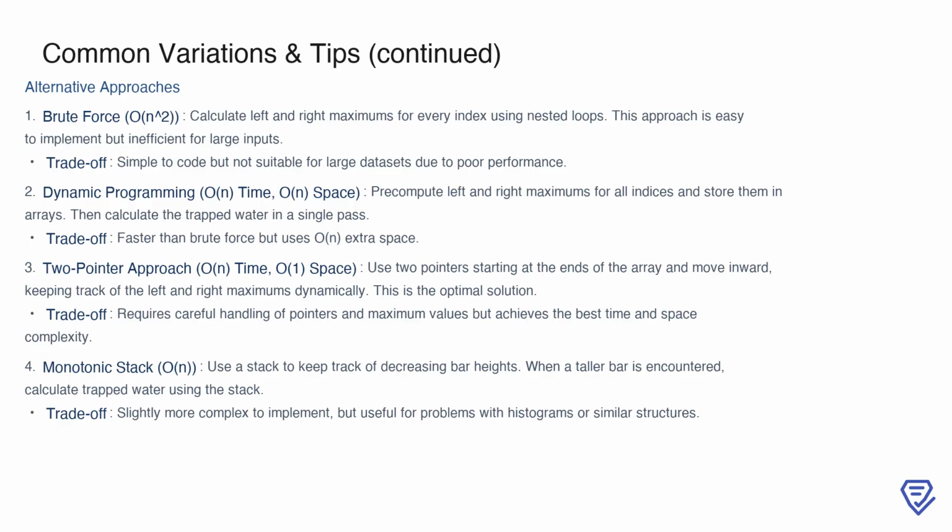By using two pointers to dynamically track the left and right maximums while moving inward, you can efficiently calculate the trapped water. This method, while highly efficient, demands careful handling of pointer movements and updates. Lastly, the monotonic stack approach is another viable O(n) solution. Here, a stack is used to keep track of decreasing bar heights, and water is calculated when taller bars are encountered. This approach is slightly more complex to implement but is particularly useful for problems involving histograms or similar structures. Each method has its strengths, so understanding their trade-offs is crucial both for solving the problem and for interview discussions.